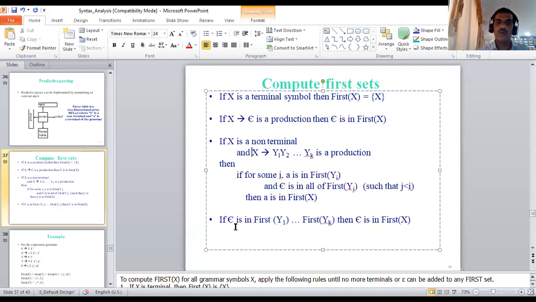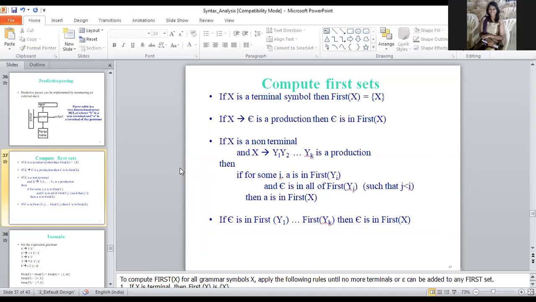If epsilon is in first of y1, assume that y1 is also a non-terminal symbol. If y1 has epsilon, then my first of x becomes first of y2. If y2 is also epsilon, then my first of x will be first of y3. So it goes on. If all the symbols y1, y2, up to yk have epsilon, then my first of x also has epsilon. Understood?